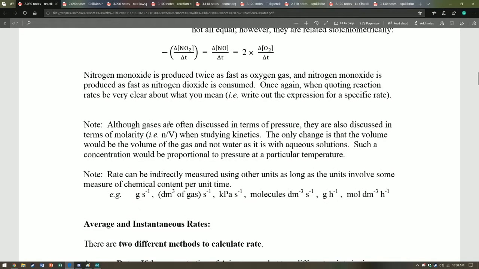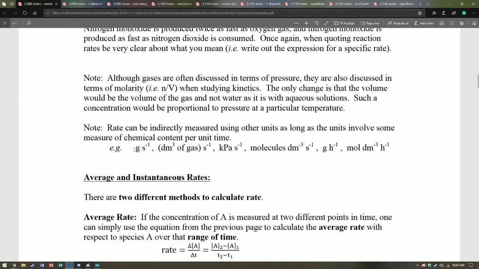Although gases are generally discussed in terms of pressure when studying kinetics, they can also be discussed in terms of molarity. And you can use other units too, like grams per second, essentially something that indicates some measure of chemical content per unit time. You don't necessarily have to use molar per second.